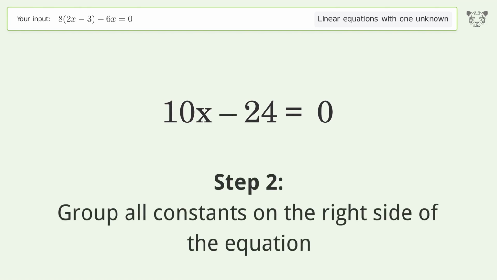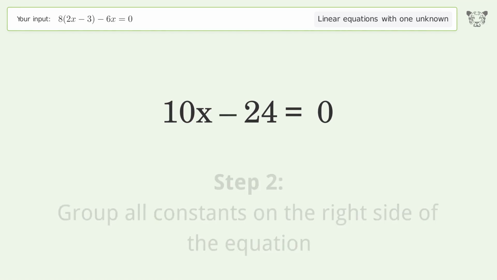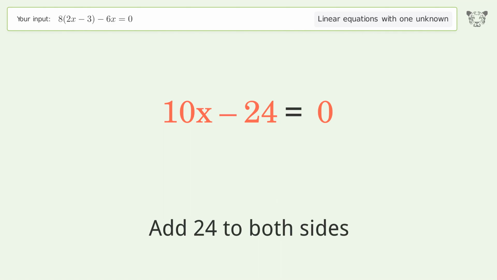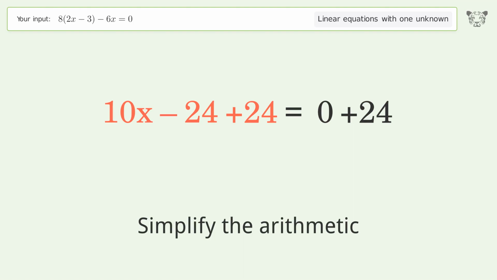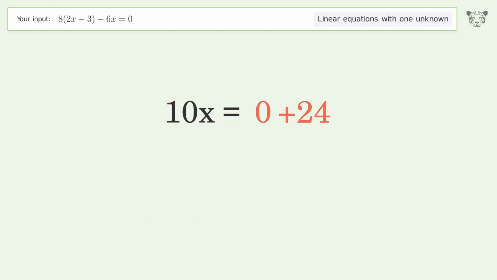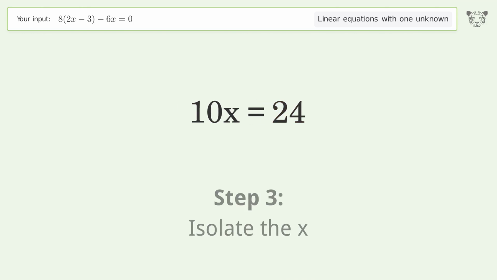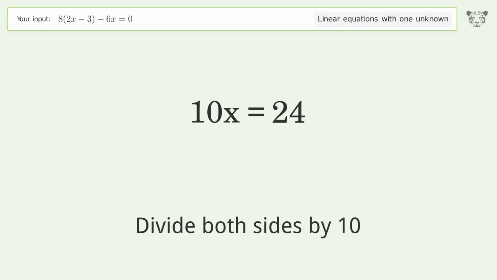Group all constants on the right side of the equation. Add 24 to both sides. Simplify the arithmetic. Isolate the x. Divide both sides by 10.